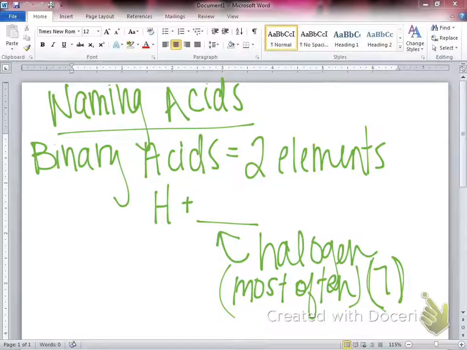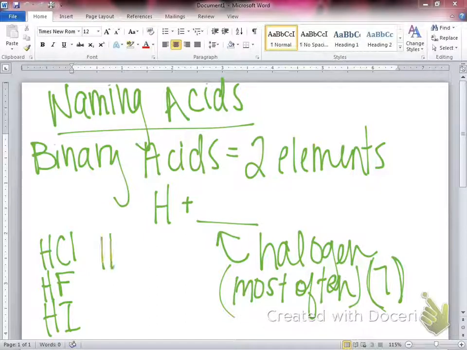Okay, so a binary acid looks like this: HCl, HF, HI, HBr. Those are all examples of binary acids. And those are the simplest because hydrogen is a +1 charge and halogens are a -1 charge. They fit together the easiest, right? They're +1 and a -1. They balance each other the best.